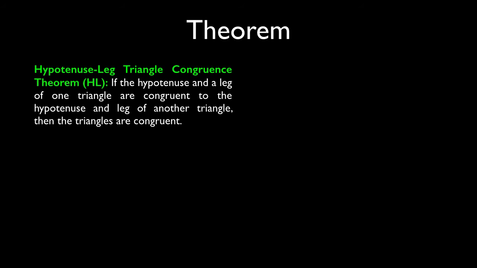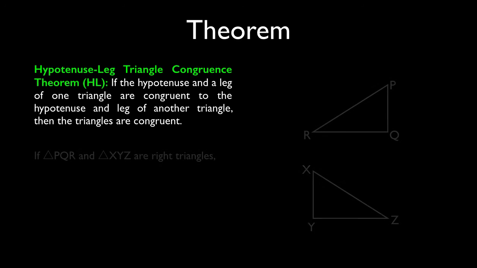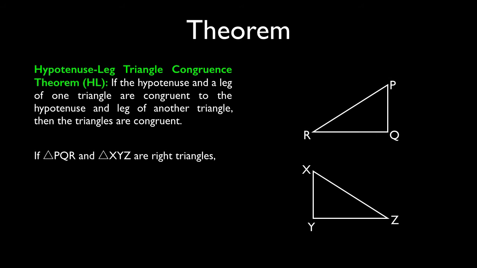What does this look like using a conditional and our geometric symbols? Well, let's take a look. If triangle PQR and triangle XYZ are right triangles, and segment PR is congruent to segment XZ, and segment PQ is congruent to XY, then triangle PQR is congruent to triangle XYZ.